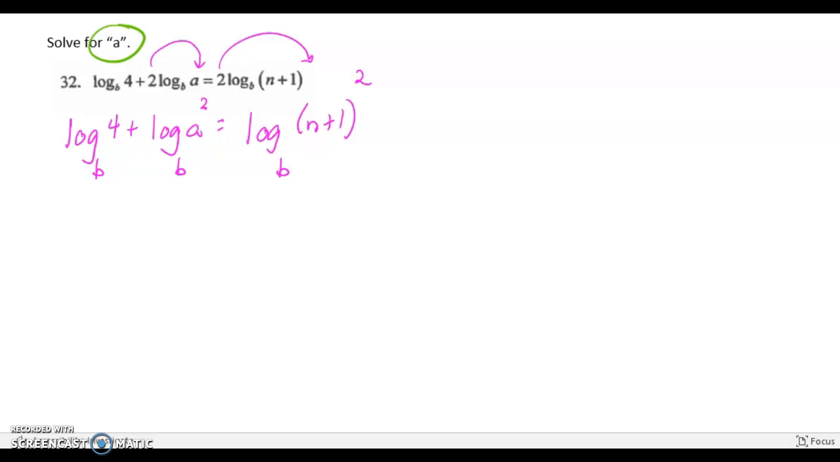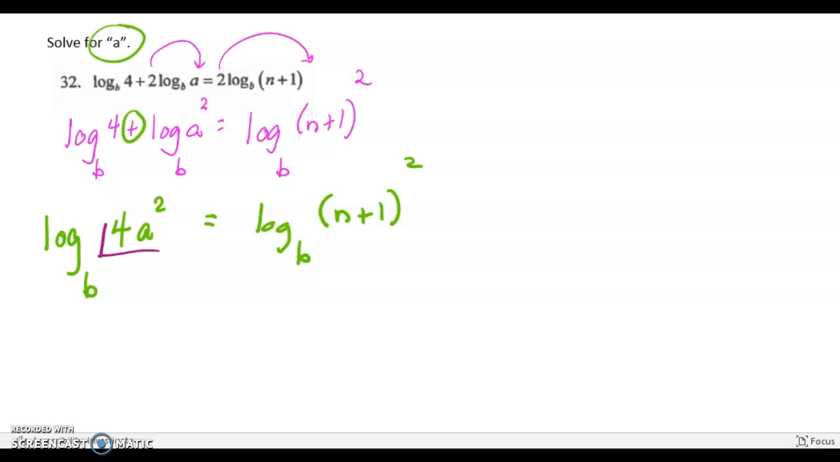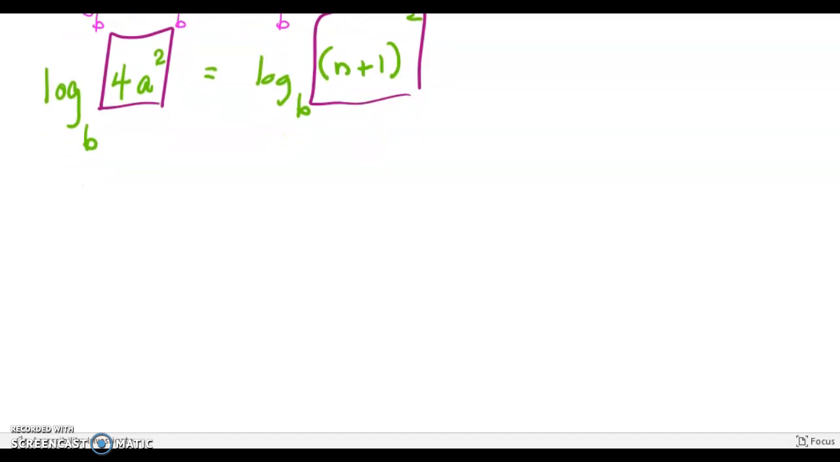Let's condense on the left side. So we've got log base b of 4 times a squared, adding and multiplying, equals log base b of n plus 1 squared. We'll use the one-to-one property because these are in the same exact position. They've got to be equal. So we've got 4a squared is equal to n plus 1 squared.